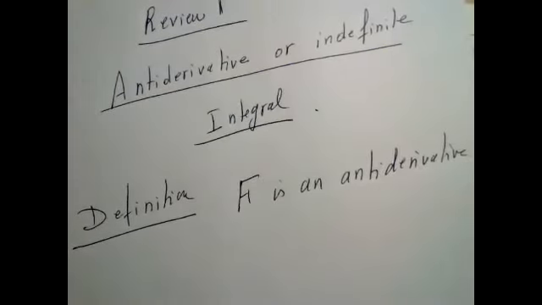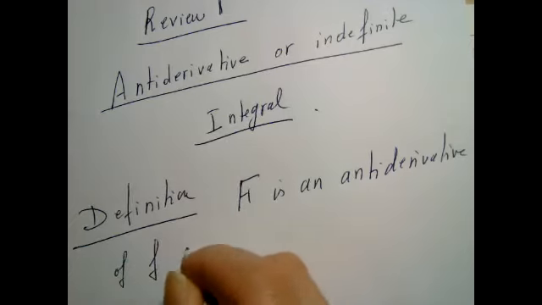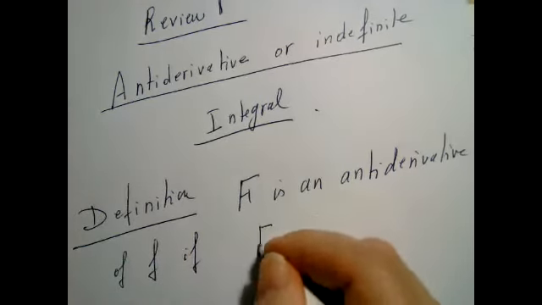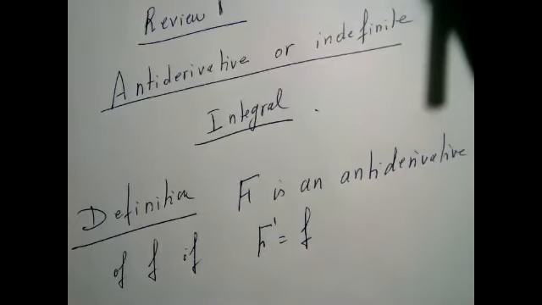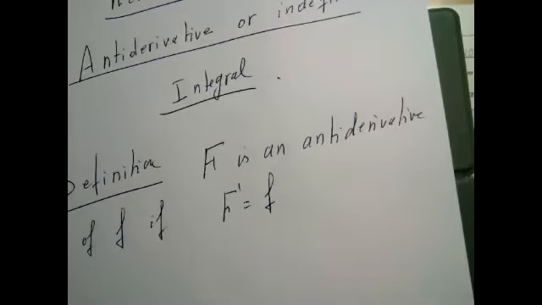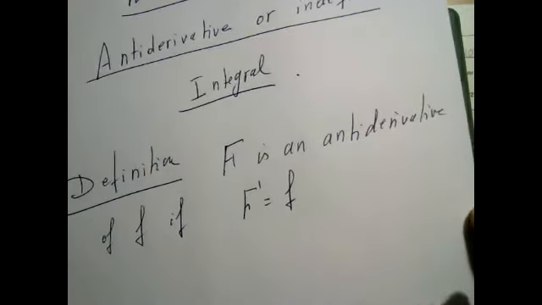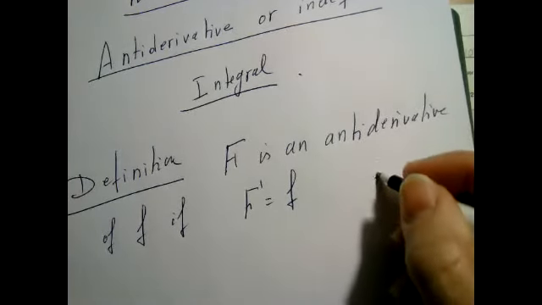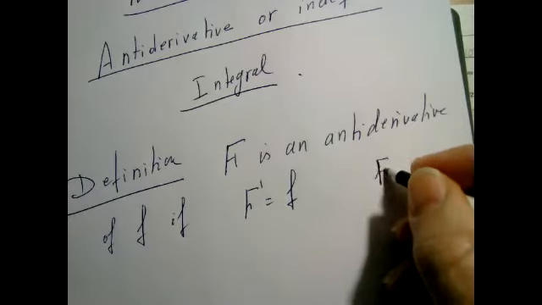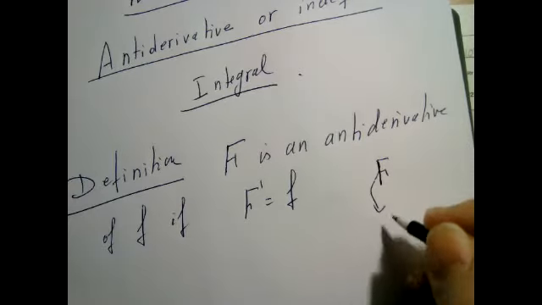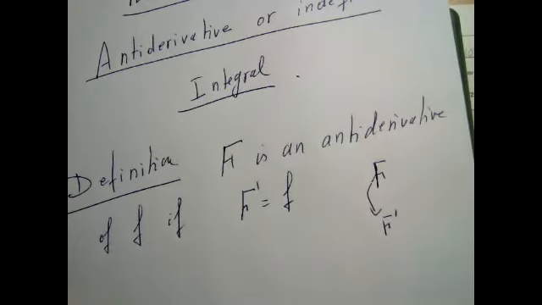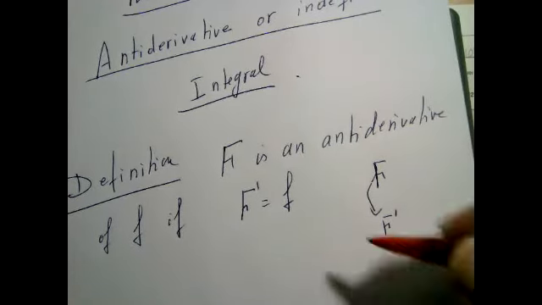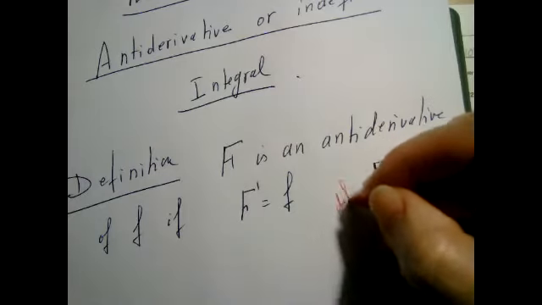All right, so F is an antiderivative of little f if the derivative of F is equal to little f. Okay, so in calculus 1, let us see what we did. In calculus 1, basically, we started with a function f, and we actually concentrated on finding its derivative. We call this process differentiation.